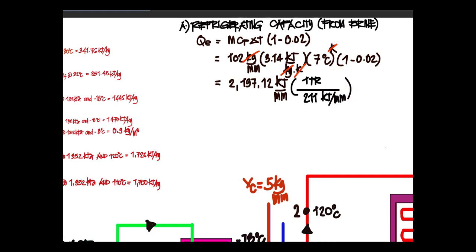So cancel the units here. We have kilojoule per minute. Then we have now the heat, or the refrigerating capacity of the brine, which is equal to 10.41, so 10.41, 41.2. So this is now our tons of refrigerant.